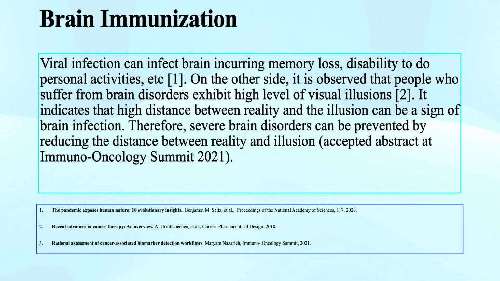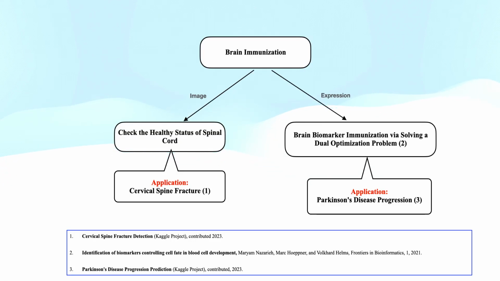Since virus infection can infect the brain, causing memory loss, disability to do personal activities, and also visual illusion, it indicates that a high distance between reality and illusion can be a sign of brain infection. So to immunize brain organs, first it is necessary to check the healthy status of the spinal cord by relying on deep learning models over the medical imaging datasets.